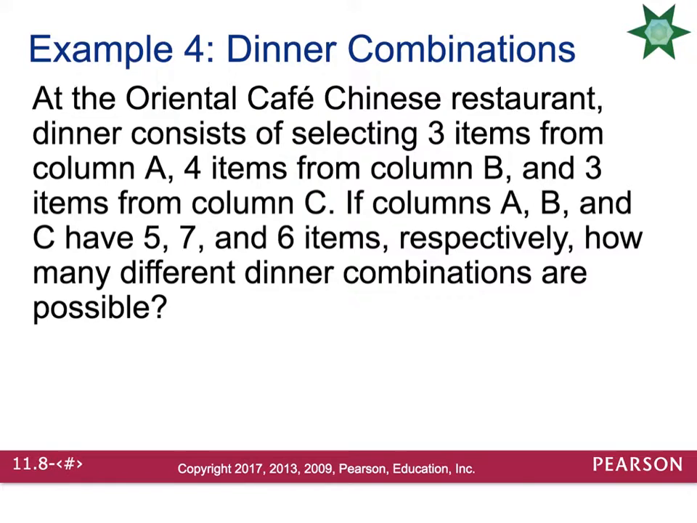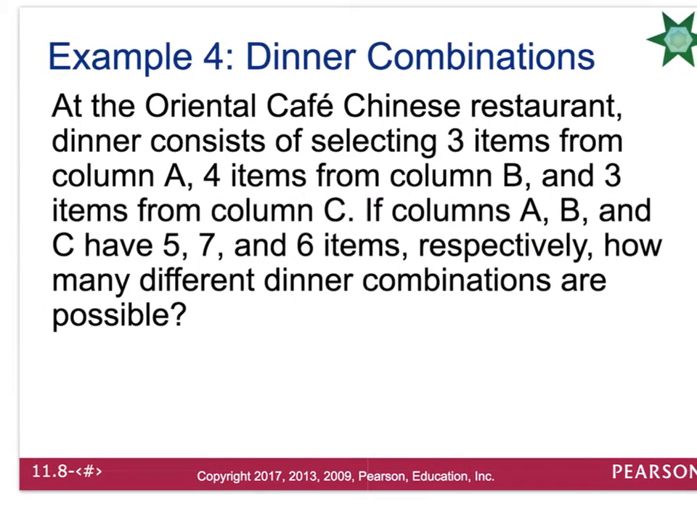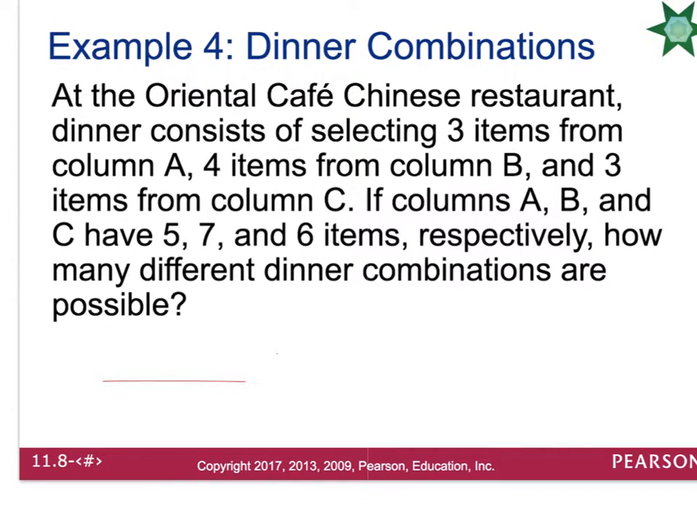All right, last example. At the Oriental Cafe Chinese restaurant, dinner consists of selecting 3 items from column A, 4 items from column B, 3 items from column C. Columns A, B, and C have 5, 7, and 6 items respectively. How many different dinner combinations are possible? So keep in mind when you have multiple activities going on that you are going to multiply the 3 events. So we have to figure out what's going on with column A times column B times column C.